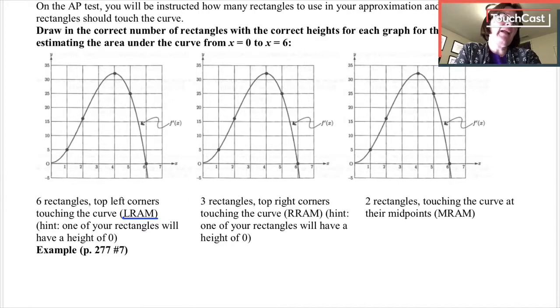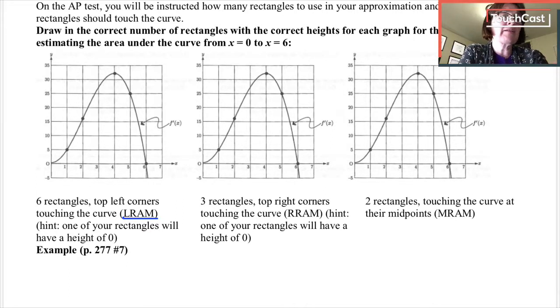So this isn't too bad. If I'm going to have 6 rectangles that I want to cover the interval 0 to 6, I'm going to have each rectangle cover a horizontal distance of 1. So from 0 to 1, 1 to 2, 2 to 3, 3 to 4, 4 to 5, and 5 to 6. They're not going to mess with you on the AP test and make you use 5 rectangles to cover 6 seconds or anything strange like that. It'll be something pretty easy to calculate.